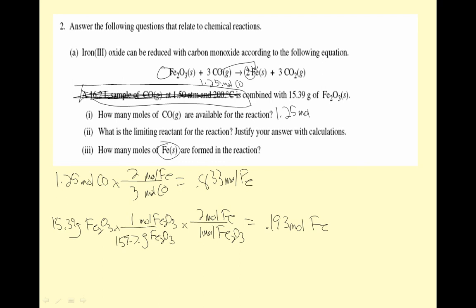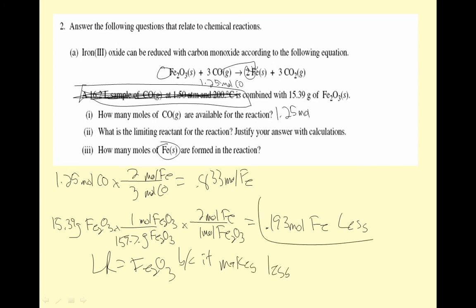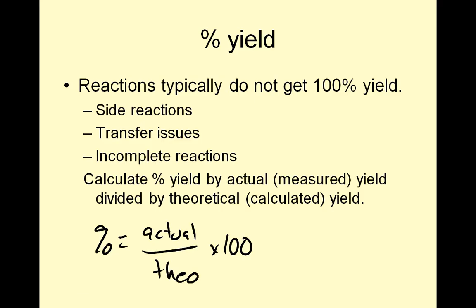Okay? So what is the limiting reactant? This one made less. So the limiting reactant is not the 0.193 moles of iron. The limiting reactant is Fe2O3, because it makes less. This is my answer for number 3, because it is the lesser amount that's made.